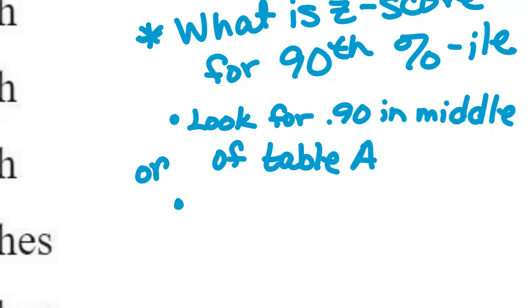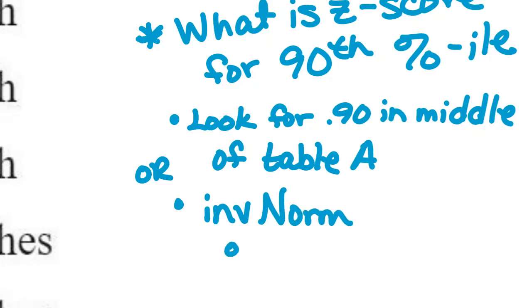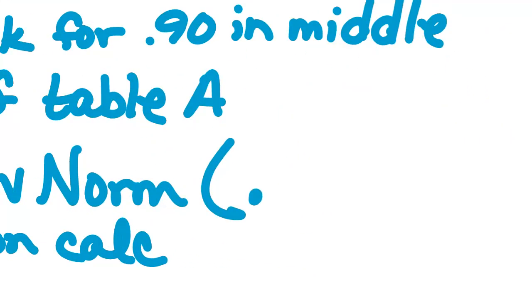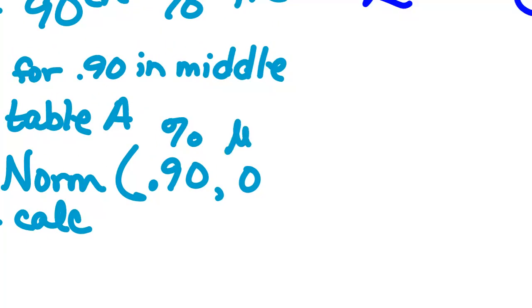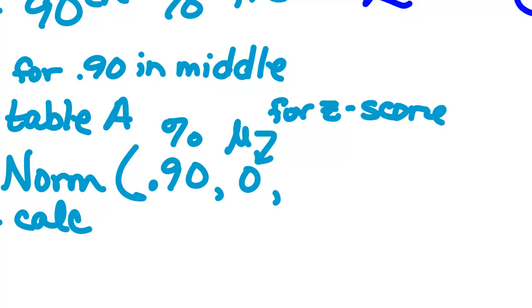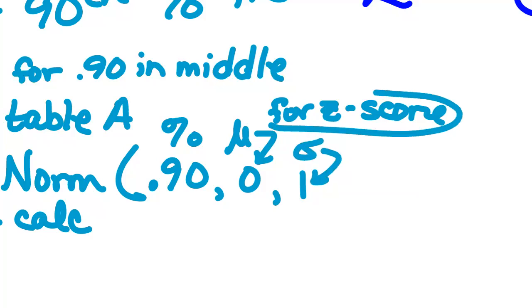Or you can use inverse norm on the calculator. You're going to enter the percentile, so 0.90. Then you're going to enter the mean. For a z-score, the mean is going to be 0. And then the standard deviation. Again, this is for the z-score. These will be 1 and 0.